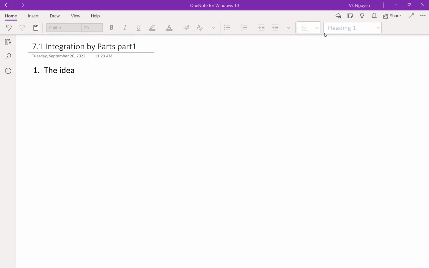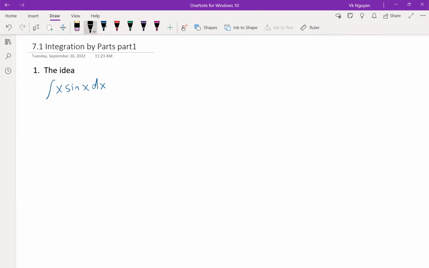Today we explore lesson 7.1, integration by parts, part 1. Number 1, let's take a look at how we do this. The integral of x sine x dx. x sine x dx is the integrand.